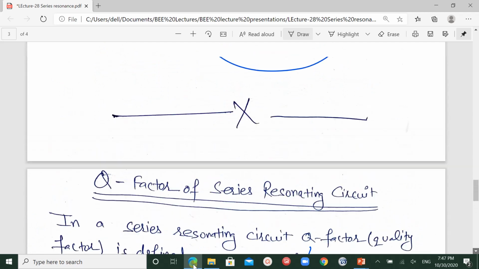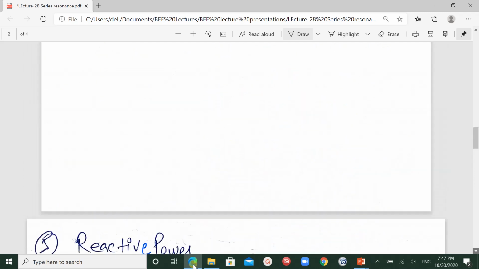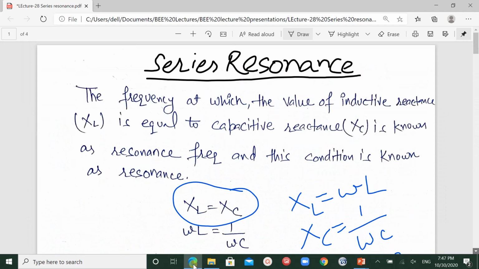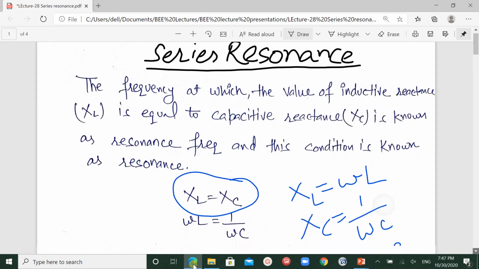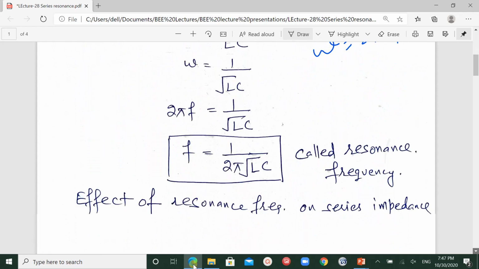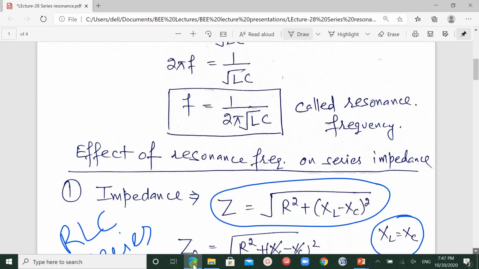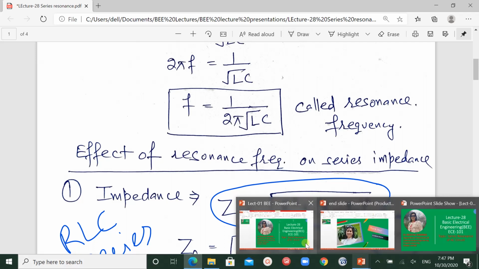So in this lecture we discussed series resonance. What do we mean by resonance? What do we mean by the resonant frequency? Then what do we mean by the quality factor? So this is all about today's lecture.